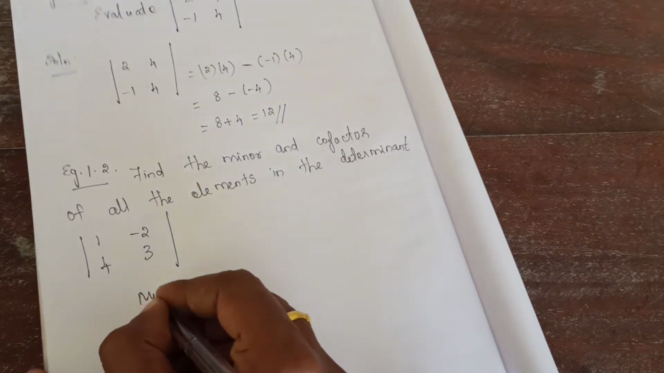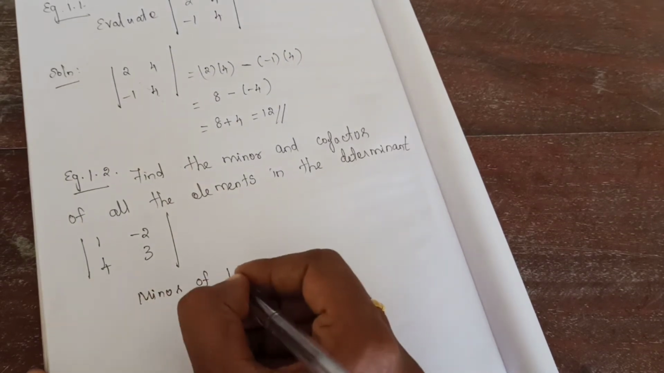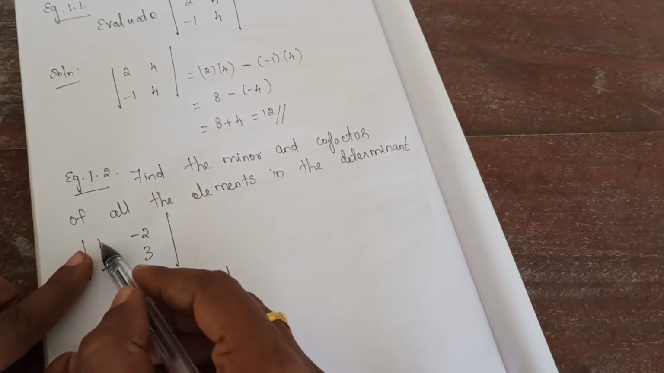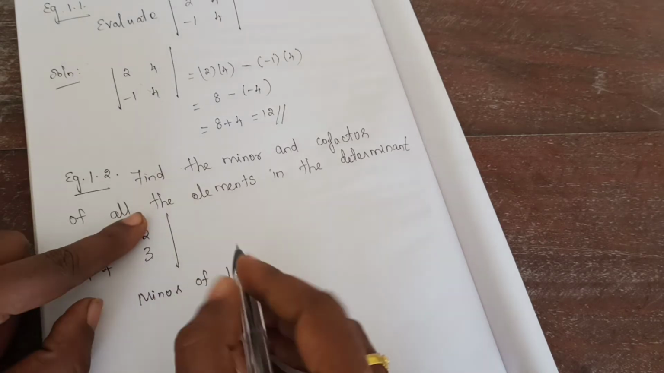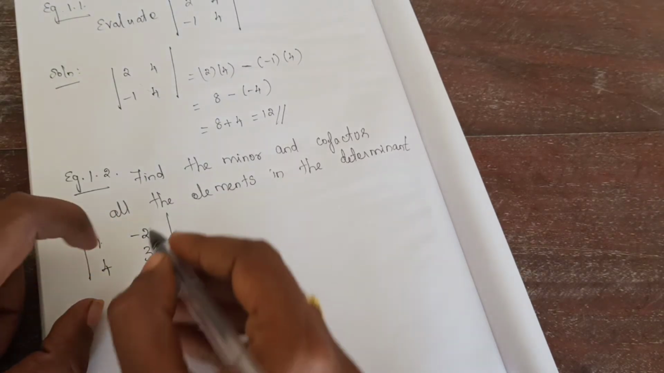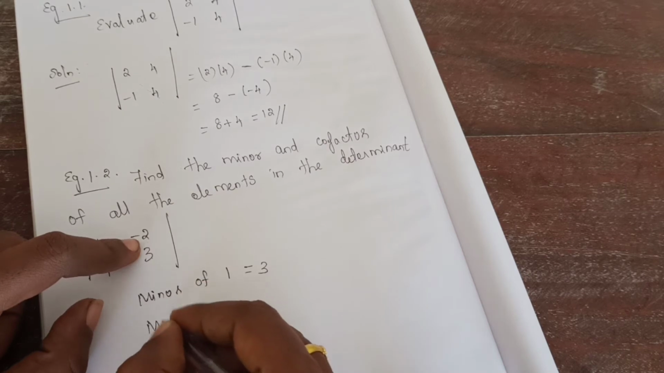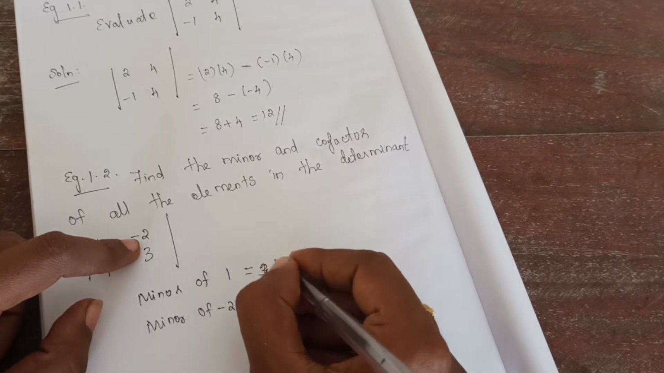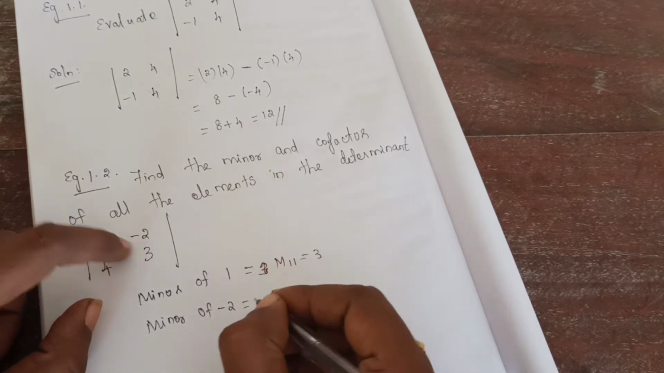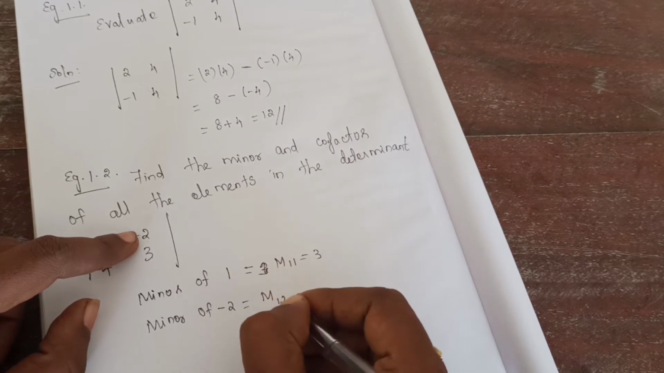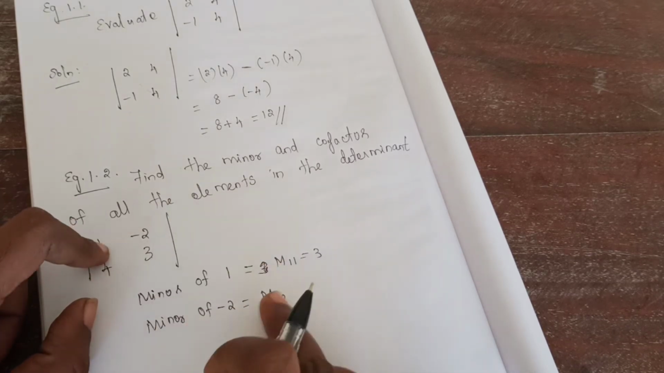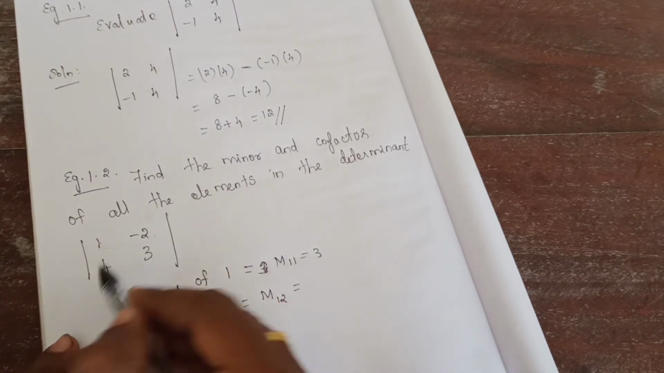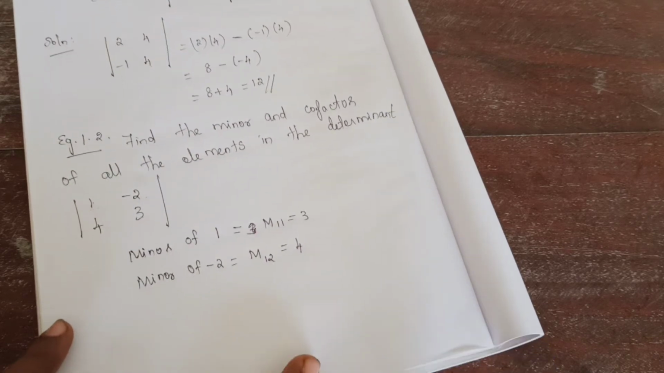First you need to find the minor of 1. What is the minor of 1? That is this one. When you find the minor of 1, you cancel this row and this column. This is the answer; you will get 3. You can write it as m11 is equal to 3. Then next, you need to find the minor of minus 2, that is m12, the first row second element. For m12, you cancel this particular row and this column. What's the balance? 4 you will get.